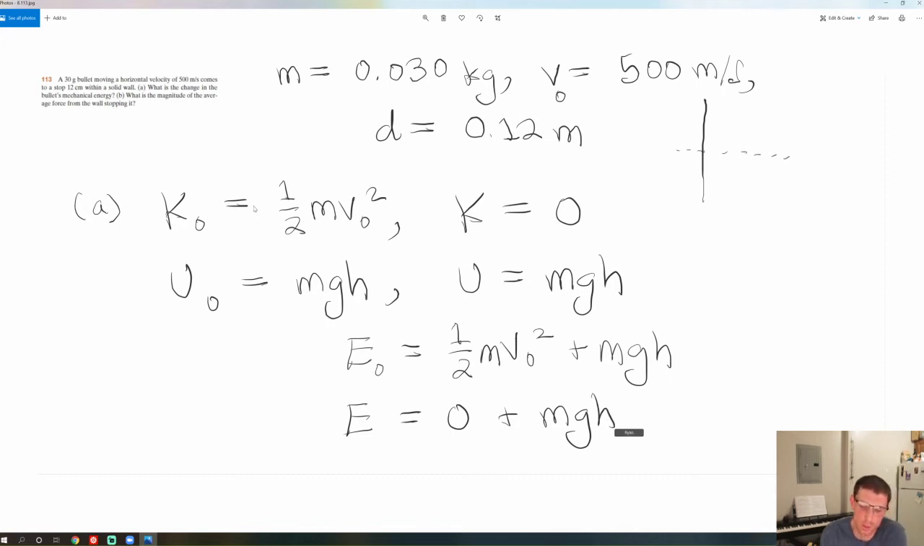And so if we were to take the difference, which is what we're being asked to do, right, we want to solve for delta E, which of course is E final minus E initial. What we find is that the mgh terms go away, right, because we're going to just subtract E naught from E. And all we're left with after we do this is negative 1/2 m v naught squared, right? And that's the answer here. It's just negative 1/2 m v naught squared, whatever number that works out to be.